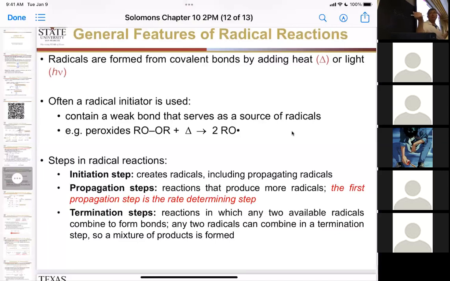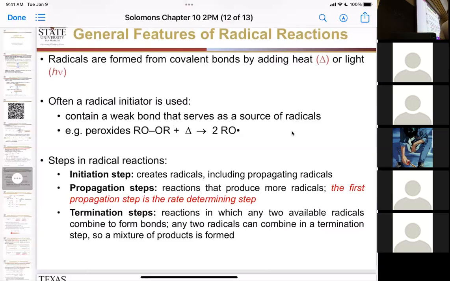They both want to break apart with an equal number of electrons, so they break into two radicals. Then these radicals go on to do the hydrogen abstraction to get the radical onto the carbon, so the carbon can then do stuff. So the initiation step is the one that creates the radicals, and it's usually something like a peroxide or peralcohol or peracid. The next one is the propagation step.